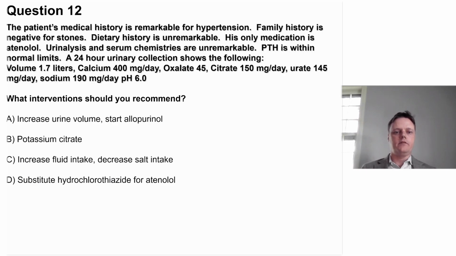The patient's medical history is remarkable for hypertension. His family history is negative for stones. His dietary history is unremarkable. His only medication is atenolol. Urinalysis and serum chemistries are unremarkable. His PTH is within normal limits.